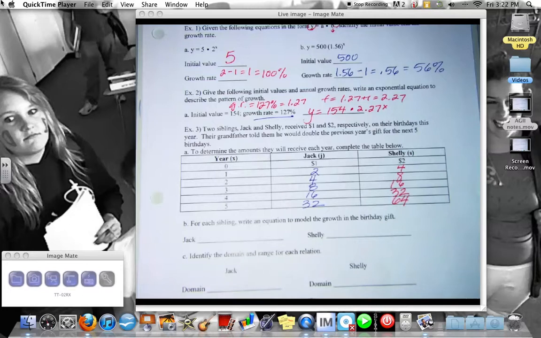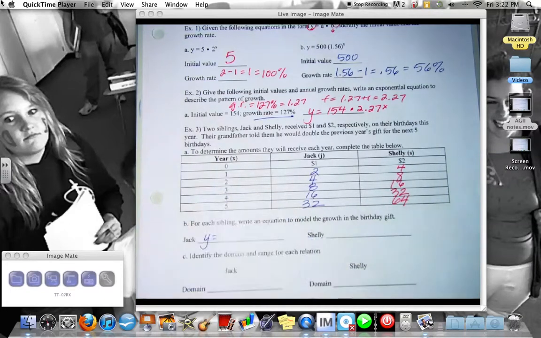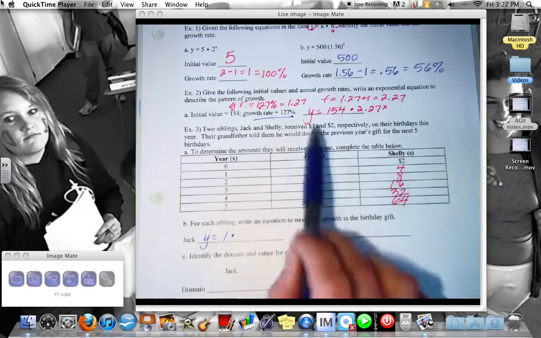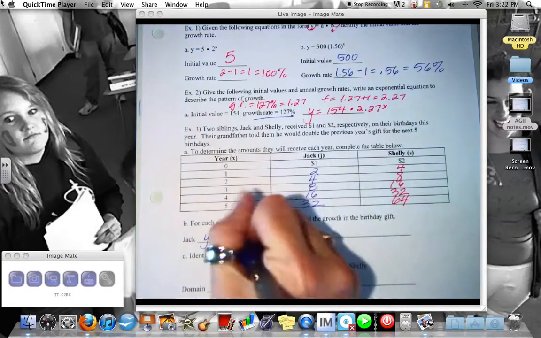For each sibling, write an equation to model the growth in the birthday gift. So Jack, y equals, his initial amount is $1. The factor, what are we multiplying each of these by? So we were told to double them all, and so it looks like what we're doing is we're multiplying each of them by 2, so our factor is 2 to the x.